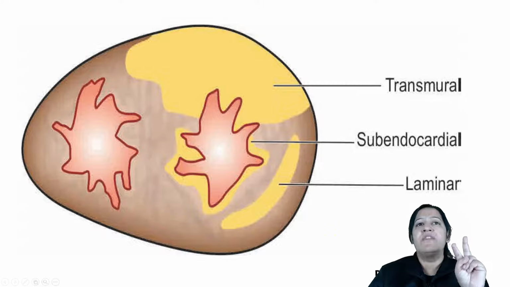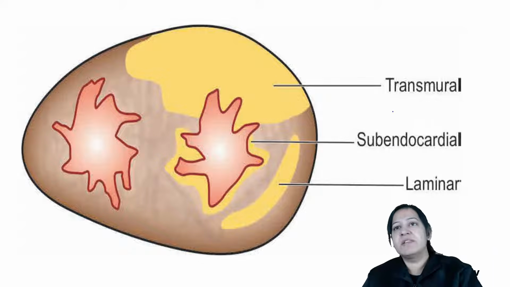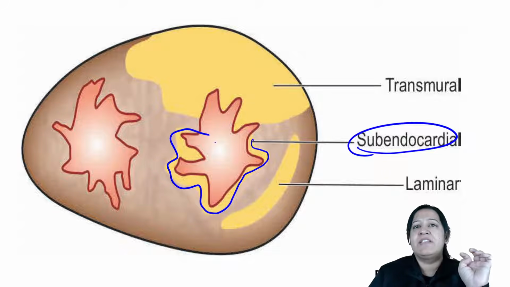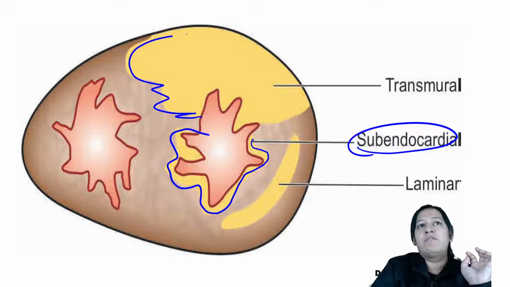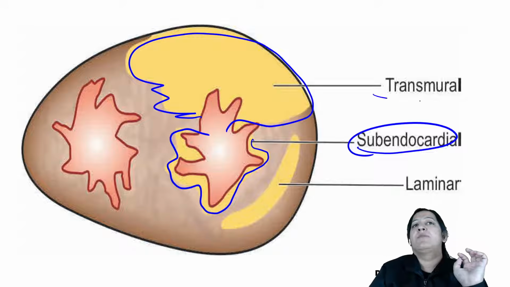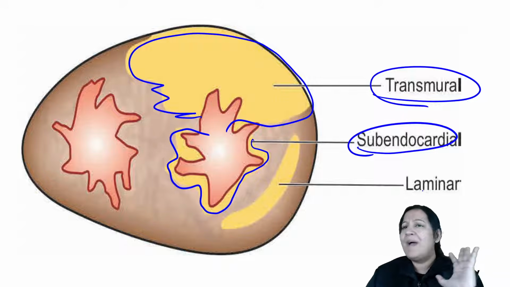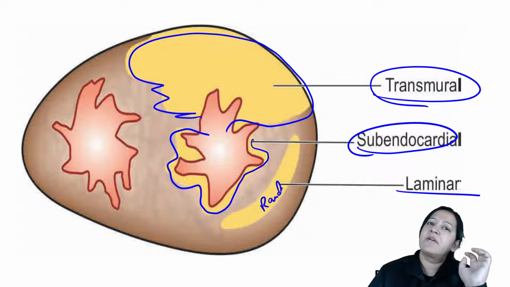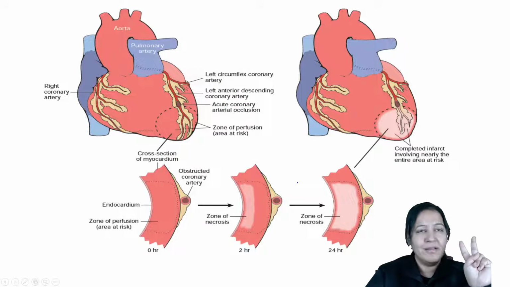So the two types of infarcts are in front of you. The first type is subendocardial. You can see it is near the cavity here, the yellow color. Gradually it will proceed and involve the full thickness, so it is known as transmural. The second type is transmural. And laminar is very rare. It can be random, anywhere, so it is very rare. You can learn the two basic types.